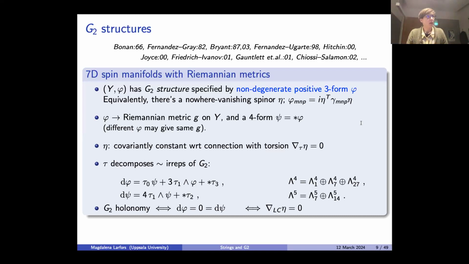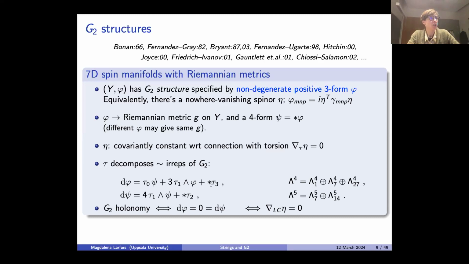So this spinor, the nowhere vanishing spinor, one can show that it's always covariantly constant with respect to a connection with torsion, and that can be translated to the following equations for the exterior derivative of this three-form and the four-form. So the exterior derivative of phi and psi need not be 0. And if they're not 0, then we can just decompose them with respect to the irreducible representations of the G2 group.